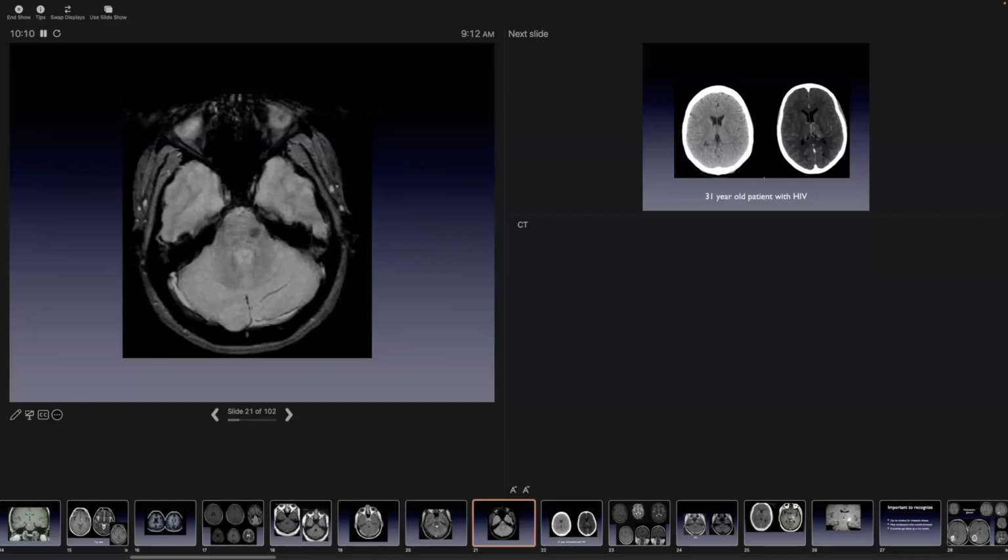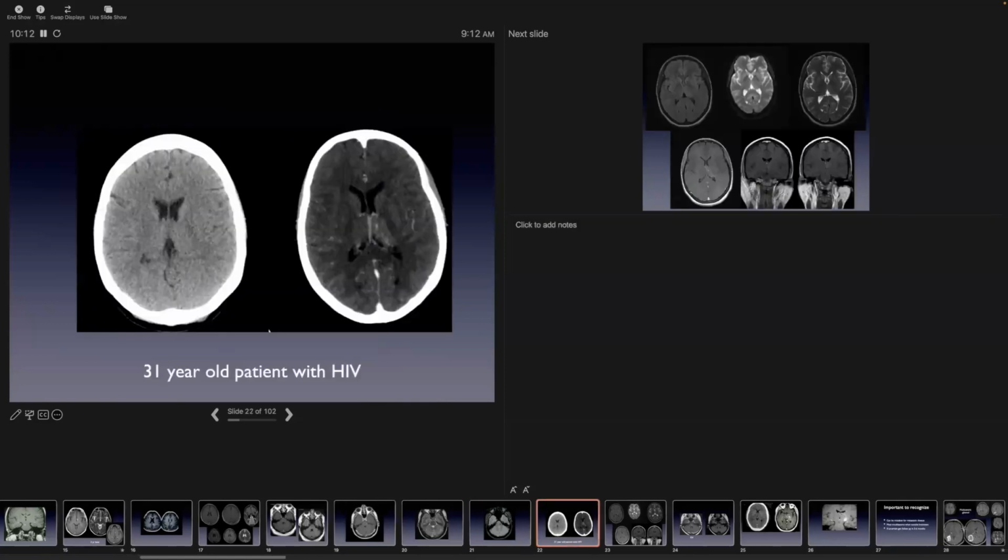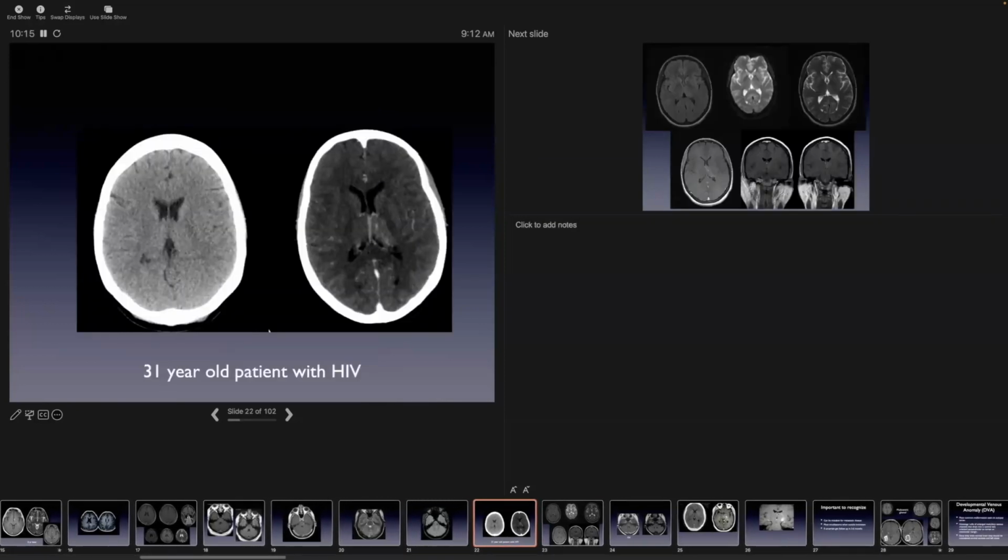Sorry. Okay. Have you seen any cases where there is no signal drop off on SWI? Yes. It's not in every case.